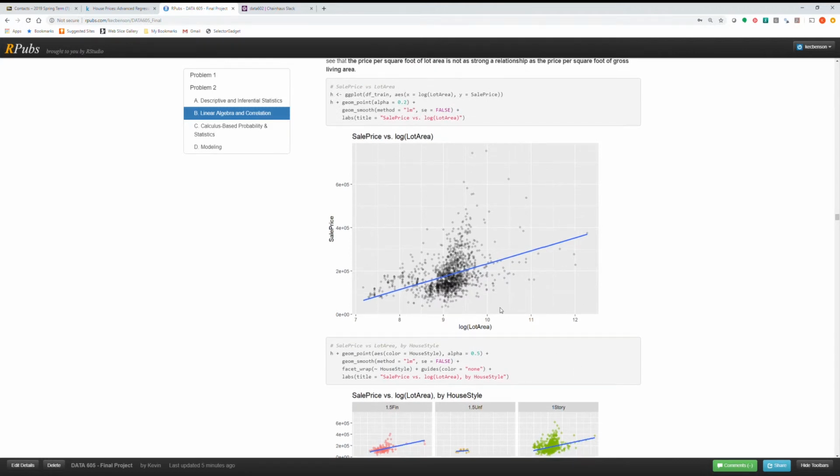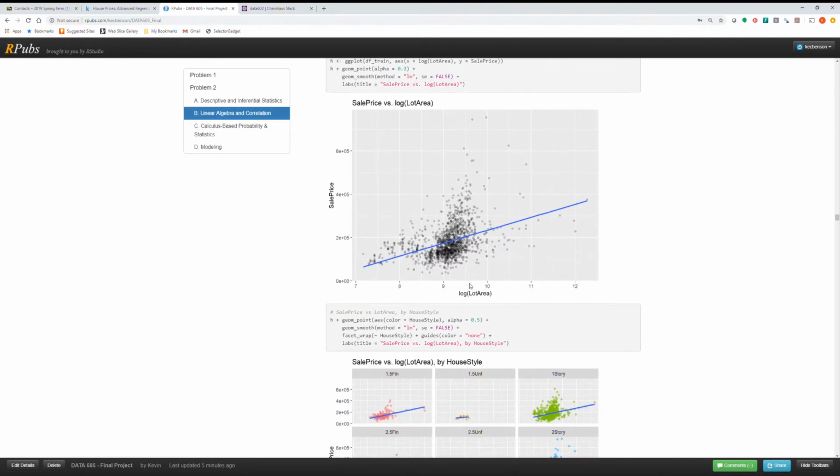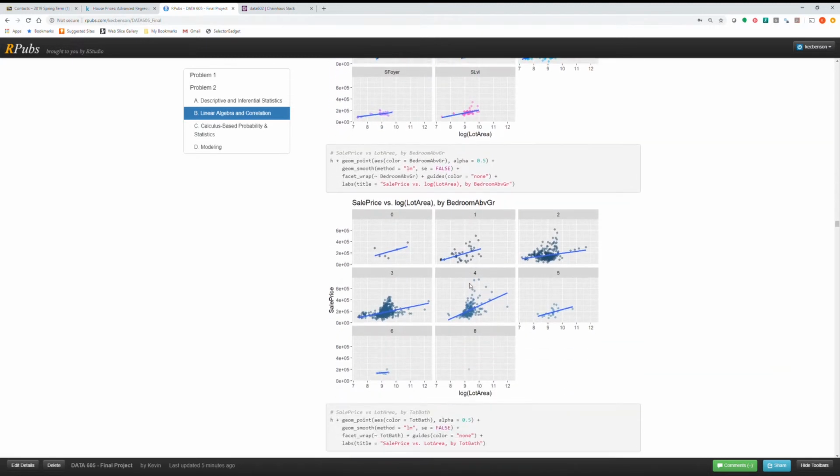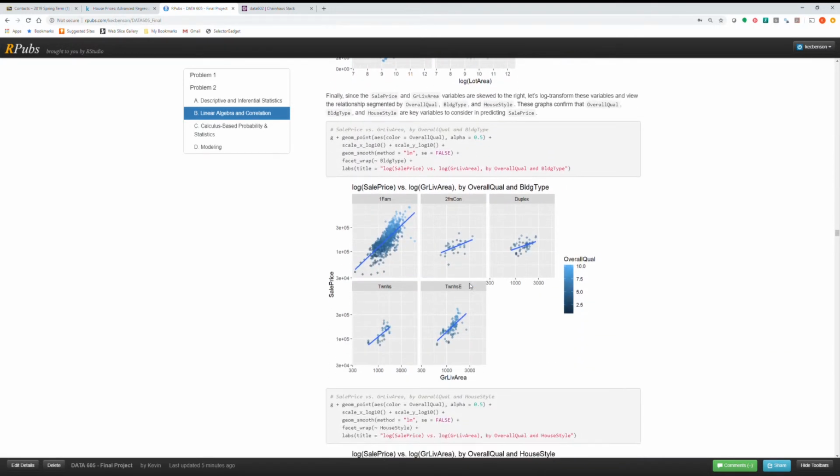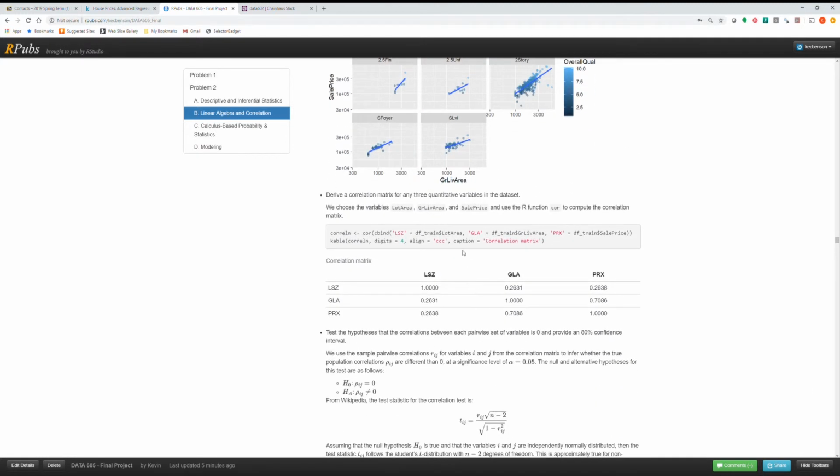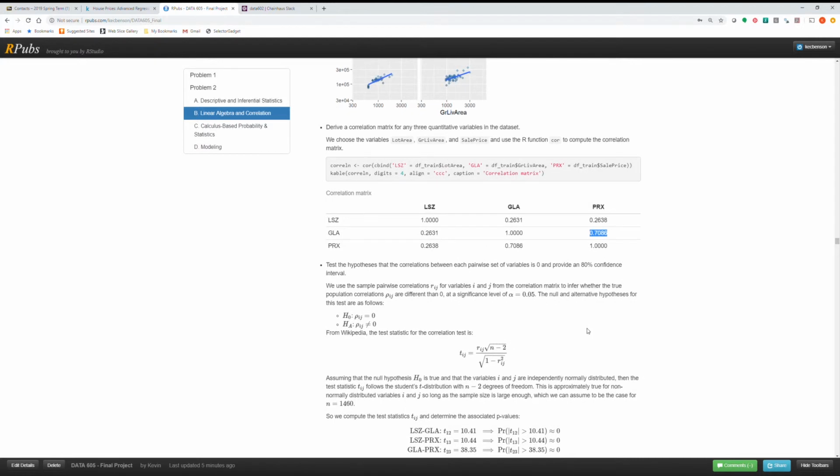We also looked at sale price versus lot area. That relationship was not as clear cut, but it's worth looking at in any case. In the next part of the question, we're asked to derive a correlation matrix for any three quantitative variables. In this case, I chose lot area, gross living area, and sale price. Here we can see that lot size and gross living area have approximately 26% correlation. Similarly with lot size and price, 26%. But gross living area and price are more highly correlated, almost 71% correlation.